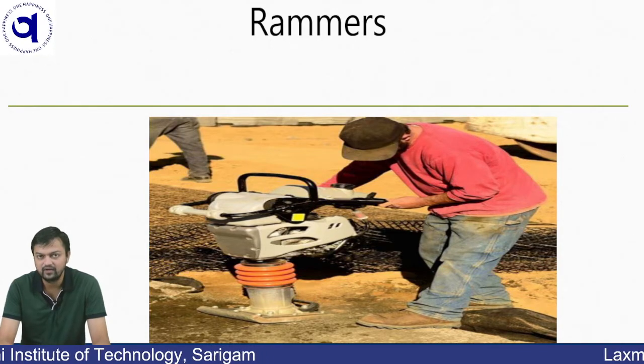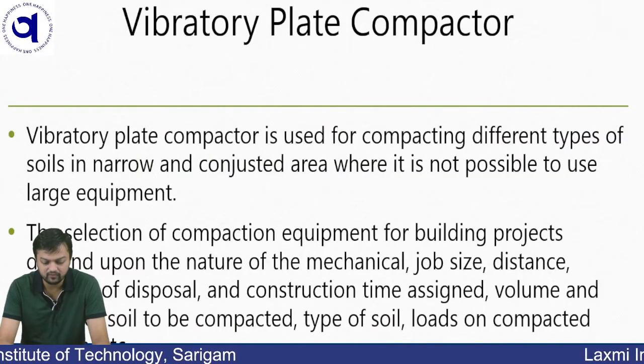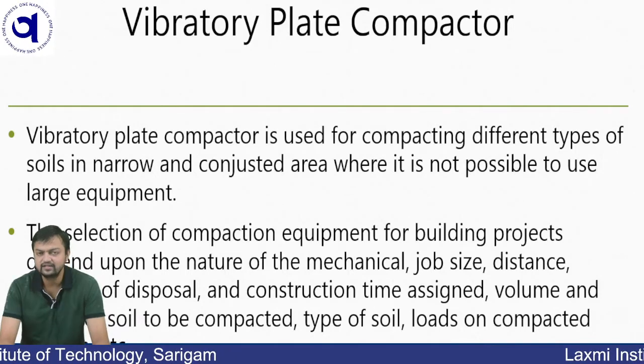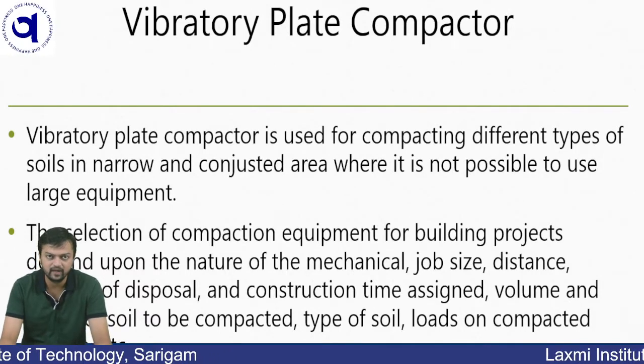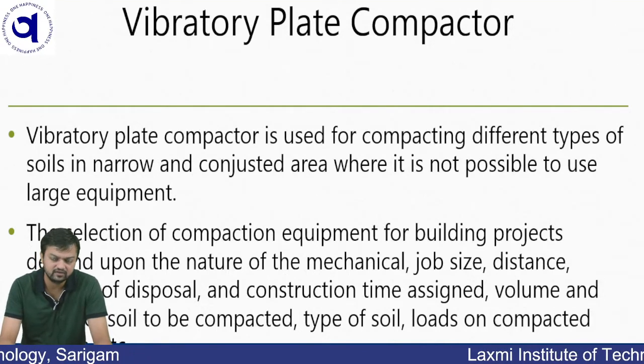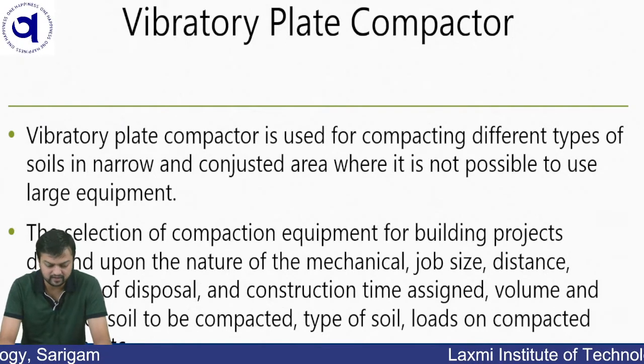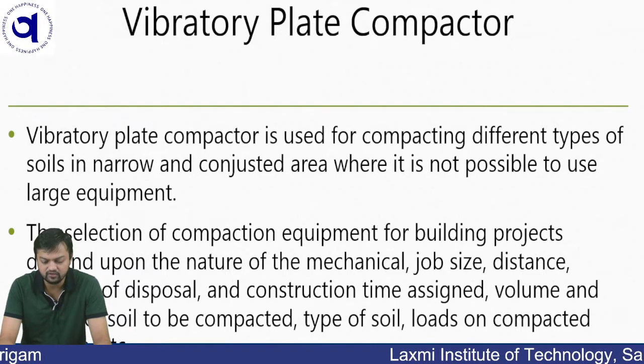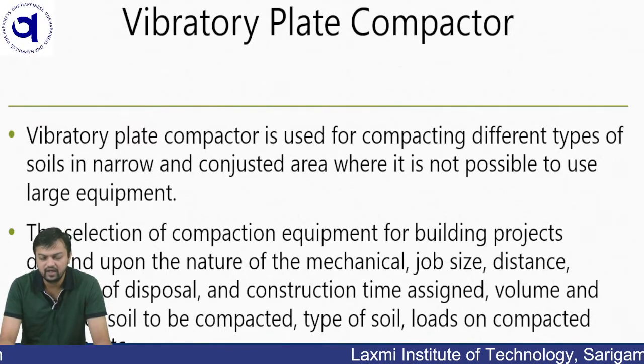Now let us have a look at other compacting equipment, the vibratory plate compactor. As the name suggests, in a vibratory plate compactor there is a plate, and the plate is given vibrations through which we can compact the soil. It is used for compacting different types of soil in narrow and congested areas where it is not possible to use large equipment. As we saw in earlier videos, the equipment is selected based on the size of the area as well.